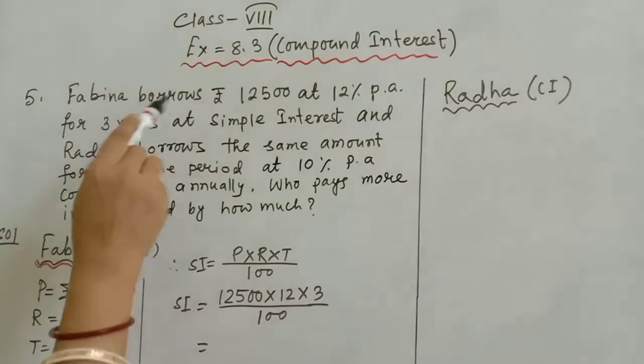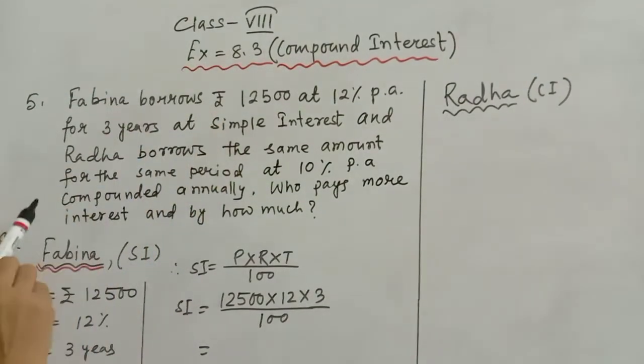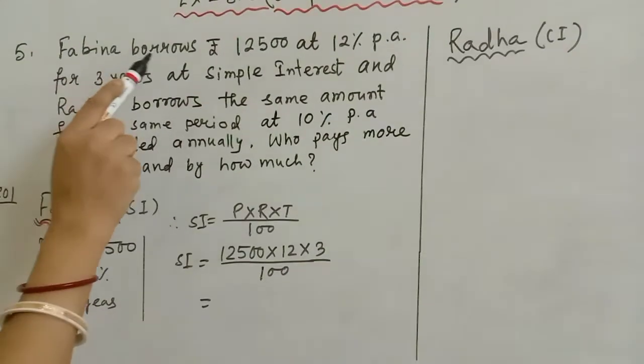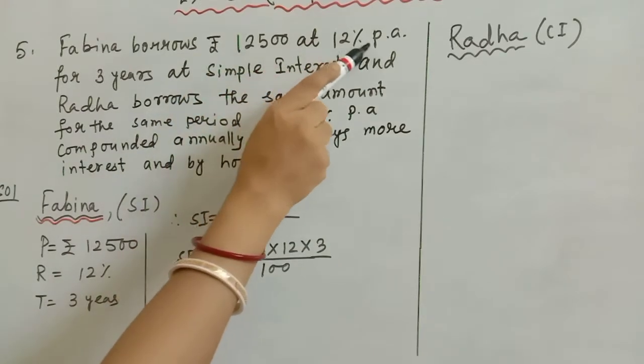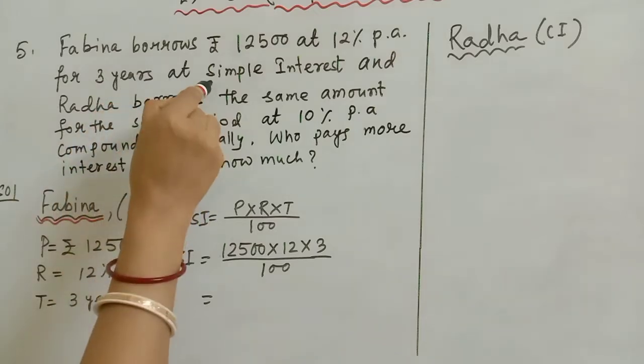Today we will do question number 5 from exercise 8.3. First of all, read the question. Fabina borrows rupees 12,500 at 12% per annum for 3 years at simple interest.